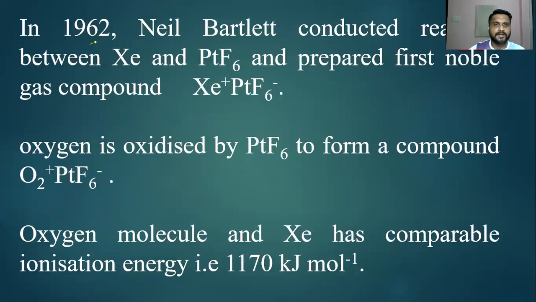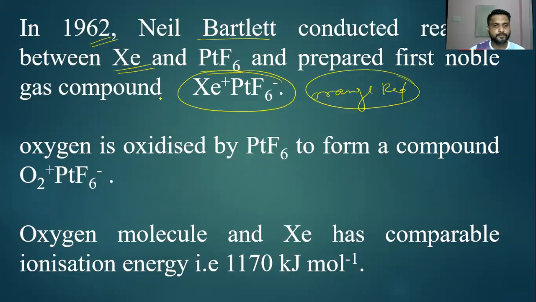In 1962, Neil Bartlett conducted the first reaction between xenon and PtF6, so he prepared the first noble gas compound. It is an orange-red colored compound. He had an idea earlier: he had reacted oxygen with PtF6 to get O2 PtF6. So he replaced oxygen by xenon and got the new compound Xe plus PtF6 minus.